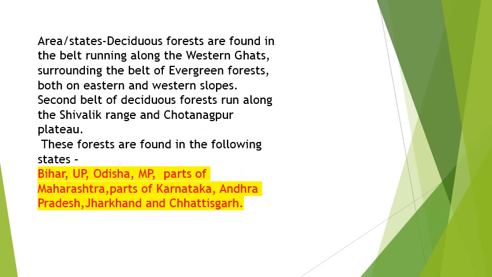So in most of the areas, because of the increase in population, the land has been brought under cultivation, so these forests have been cleared. But we find them still in some areas. They are found in the belt along the Western Ghats, surrounding the belt of evergreen forests, both on the eastern and western slopes. So these forests are found in Bihar, UP, Odisha, Madhya Pradesh. Then it is found in parts of Maharashtra, parts of Karnataka, in Andhra Pradesh, Jharkhand and Chhattisgarh.